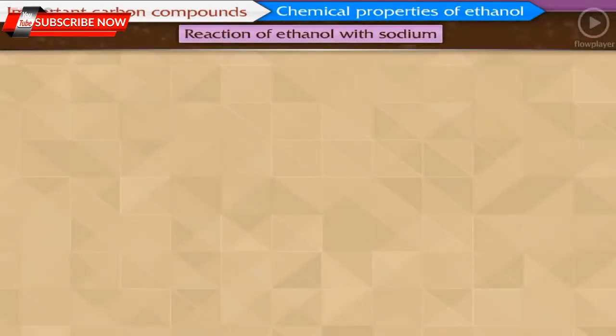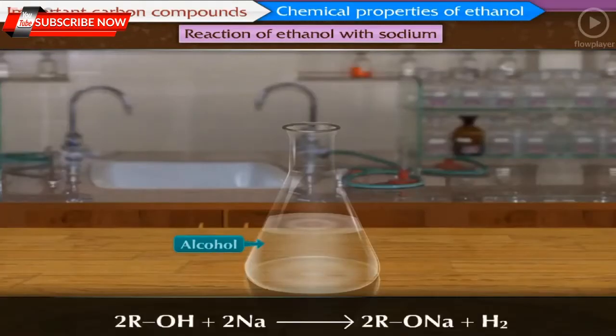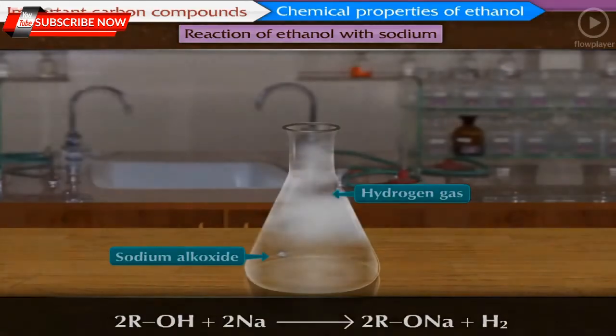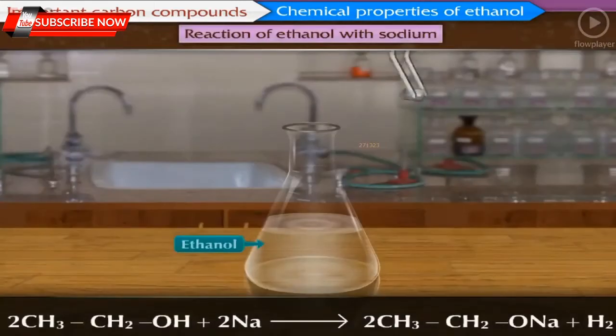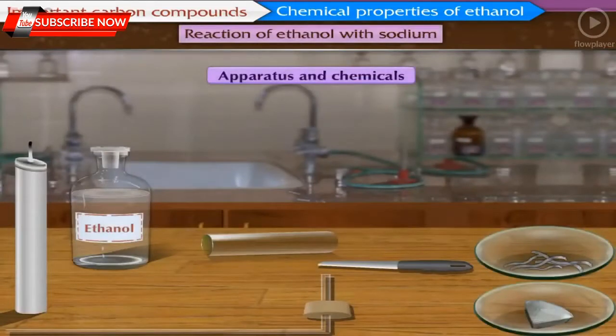Reaction of ethanol with sodium. All the alcohols react with sodium metal to liberate hydrogen gas and form sodium alkoxide salts. On the reaction of ethanol with sodium, the products hydrogen gas and sodium ethoxide are formed. To learn more about the reaction of ethanol with sodium, let us perform an activity. Let us first see the apparatus and chemicals required to perform this activity.